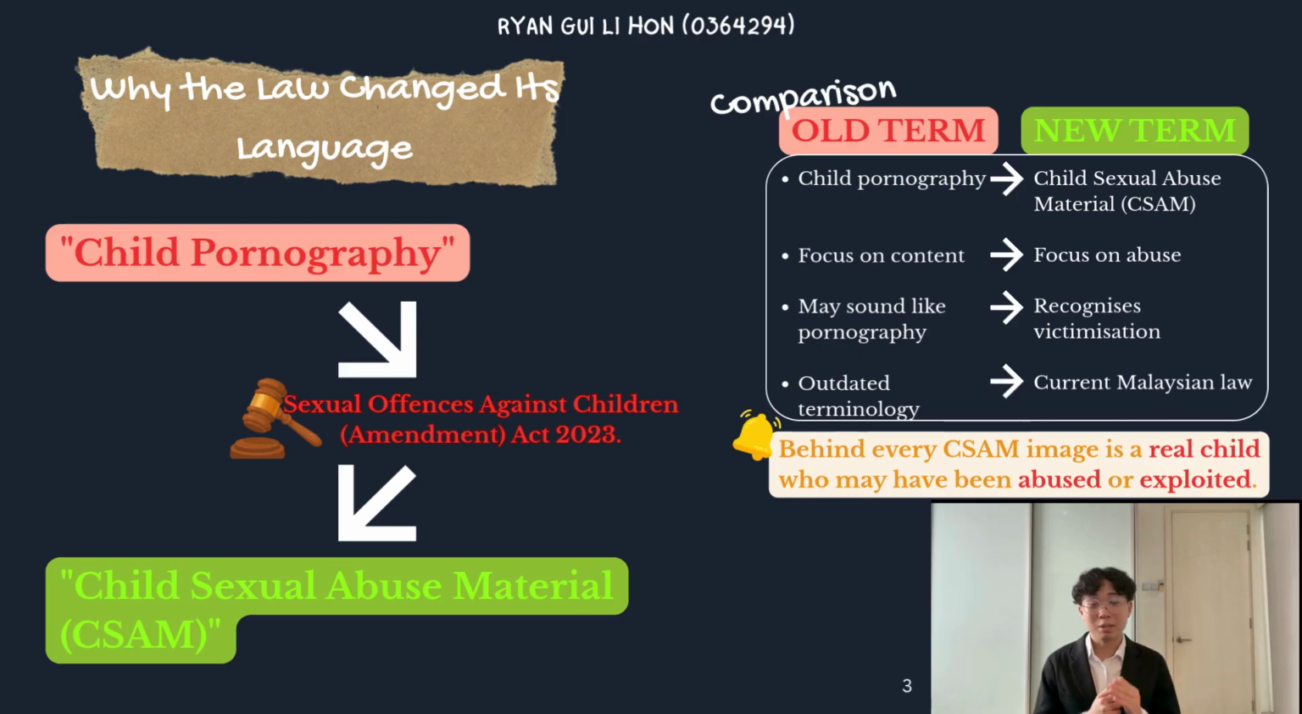Understanding CSAM is important because it highlights the seriousness of online conduct. An image involving a person under the age of 18 is not merely inappropriate content, but under Malaysian law, it may constitute CSAM and may give rise to serious criminal offences. The term CSAM reminds us that behind every image is a real child who may have been abused or exploited. As social media, messaging applications, and digital sharing become increasingly common in this day and age, understanding these risks is essential for protecting both ourselves and other people.